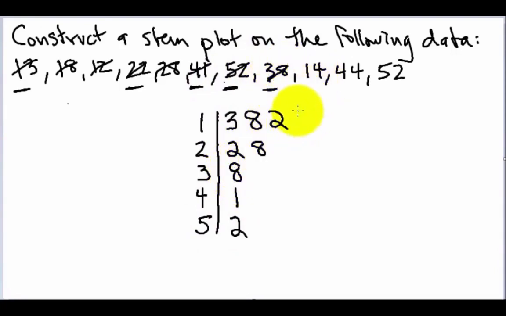Then 14, so we have another value in our tens row, another leaf there, 14. Then 44, so we put a 4 here. And then 52, our last value, we put a 2 here. Okay, and that's it for the stem and leaf plot. So we have 13, 18, 12, 14. Let's take a few more. 38. Here's 41 and two 52s as an example. Okay, this is a very useful plot for quickly summarizing our values.